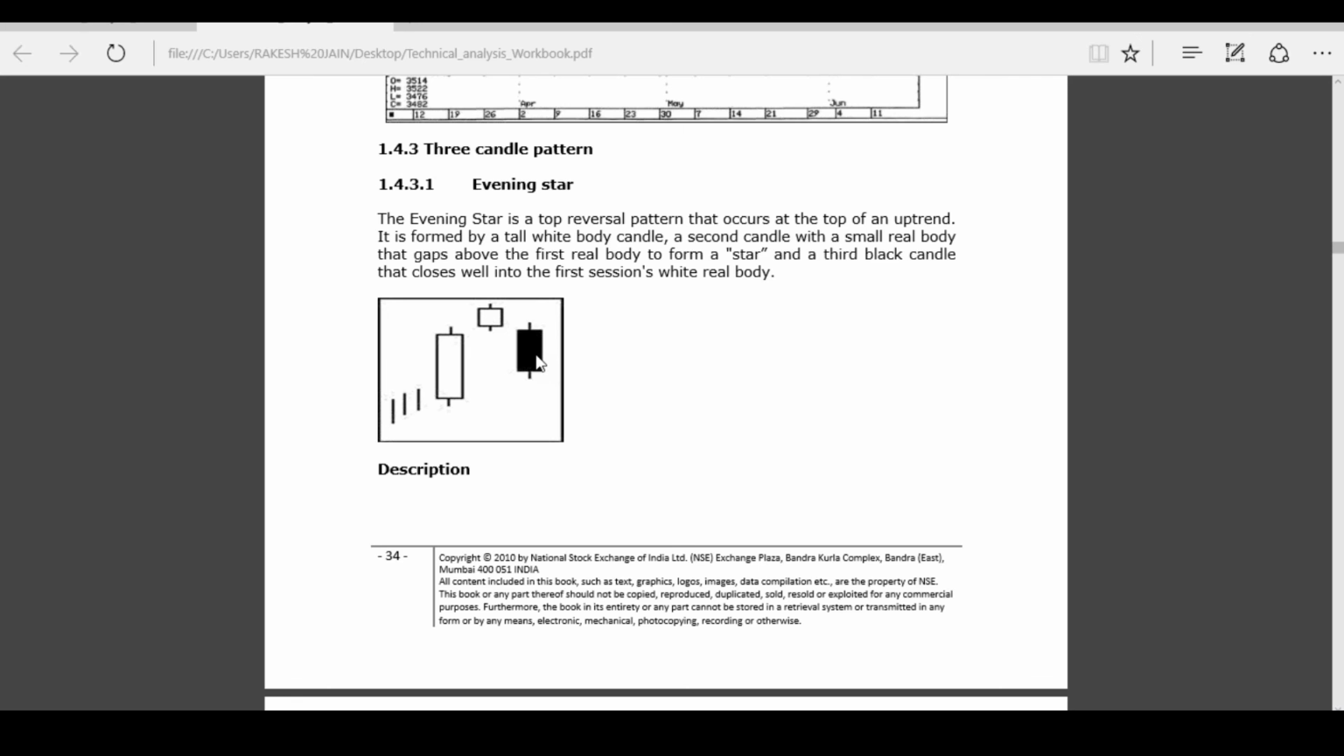And the third day has to be a black day. That means it has to be of the opposite color to day 1. The second day is called the star. The color of the star is not that important. It can be black, it can be white. But the first day has to be a white body representing the prior trend. The second day can be any color. The third day has to be of the opposite color to the first day. So it has to be a black one.